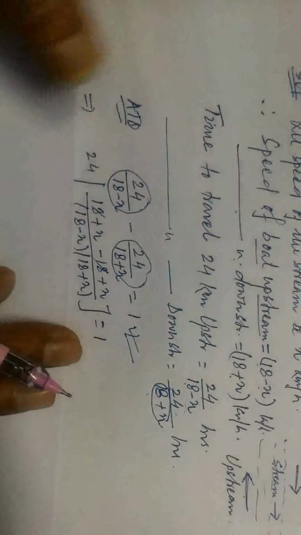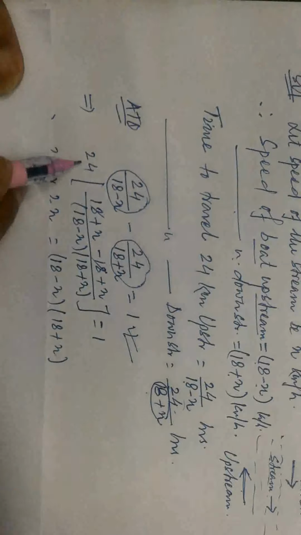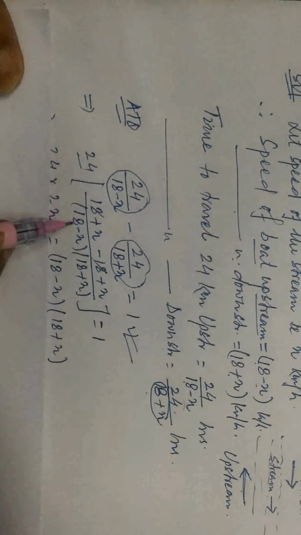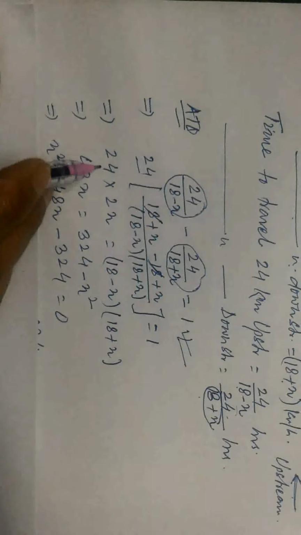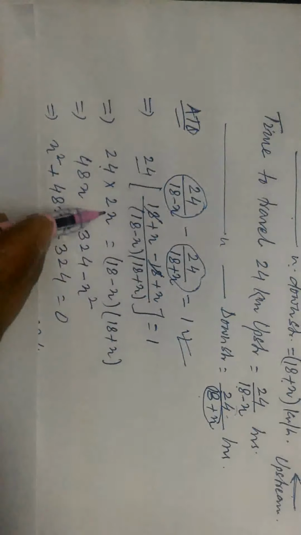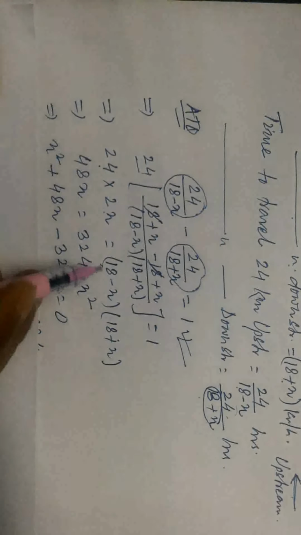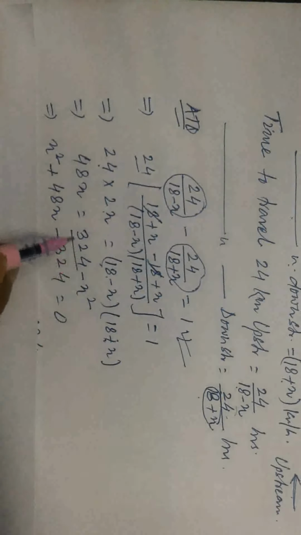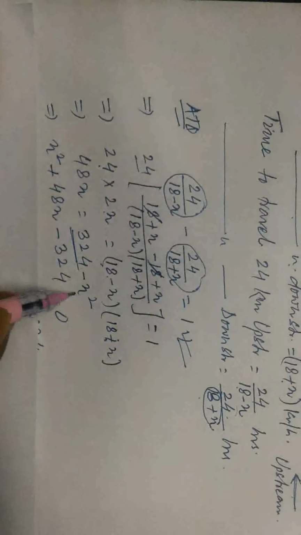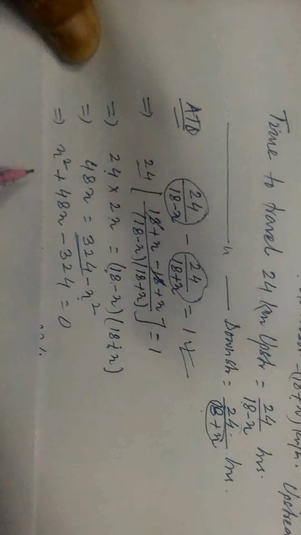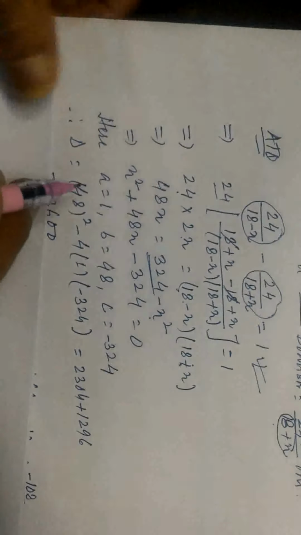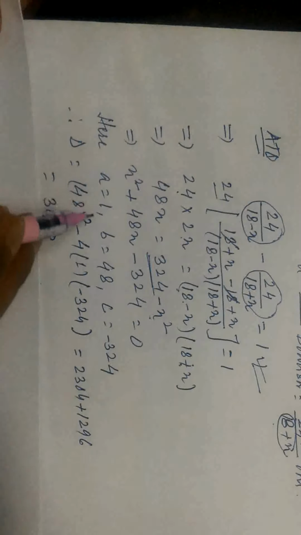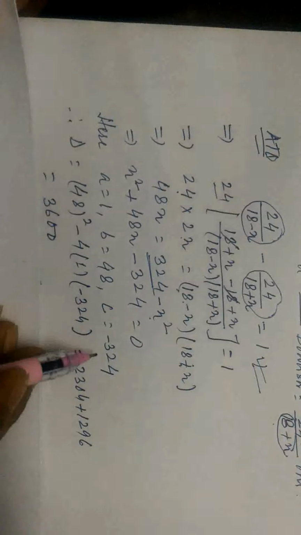So now again you have to simplify. Take 24 common and take the LCM, and you are getting this 18 cancelled. Cross multiply 24 times 2x, this goes this side, so it is a plus b, a minus b, a square, 18 square is 324 minus x square. So you are getting x square plus 48x minus 324. Again quadratic, you can apply the quadratic formula. a is 1, b is 48, and c is minus 324.